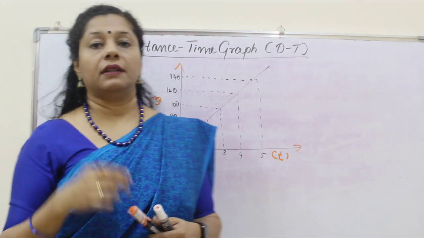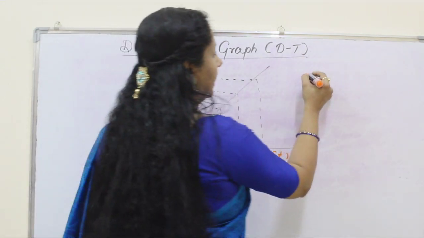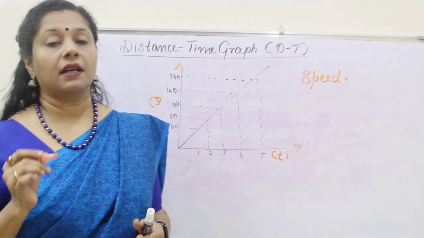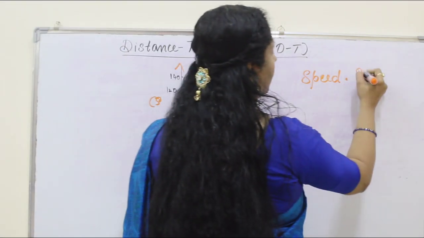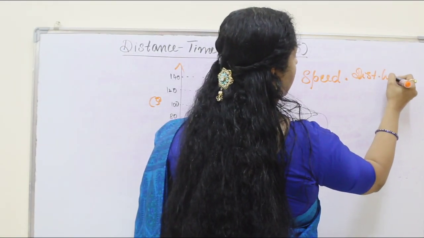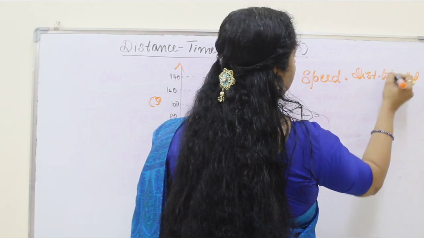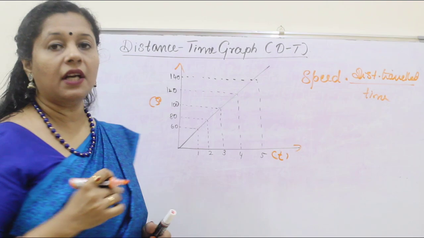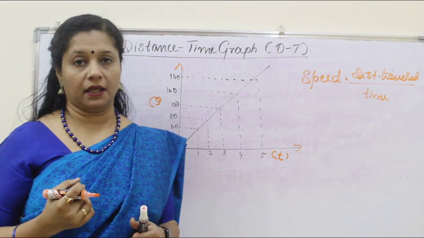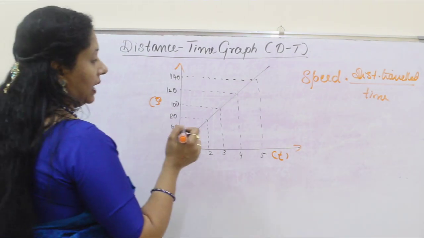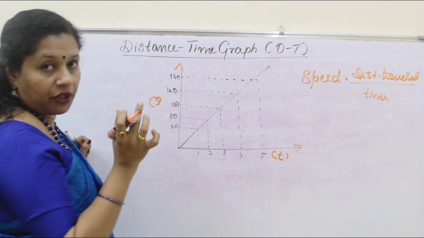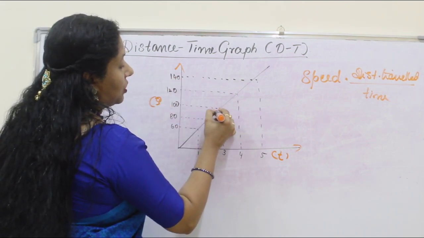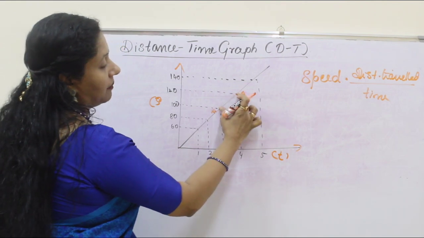Now the second thing I told was we can find out speed from this particular graph, because as I told, speed is equal to distance travelled by time. So here we have distance and time in this graph. So let's see how to calculate the speed. In order to find out speed, we can take a small portion of this. For example, I am taking this point A to this point B, this small portion I am considering.